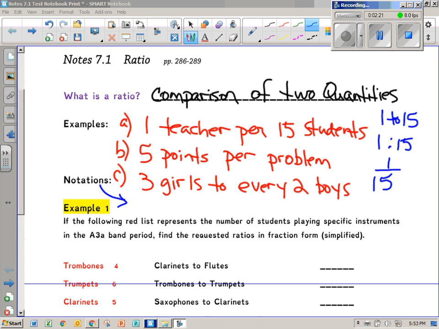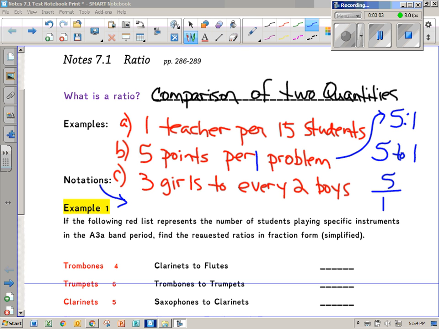So if I don't specify, you can write it any one of the ways that you wish, but you're going to find that the fraction form is most convenient. I'm going to erase those, and let's do the second one. 5 points per problem. So you might be thinking, well, there's only one number in there. Well, really, it's like there's a 1 slid in there. It's 5 points per one problem. So you could write 5 colon 1. You could write 5 to 1. Or you'd write a fraction, 5 over 1.